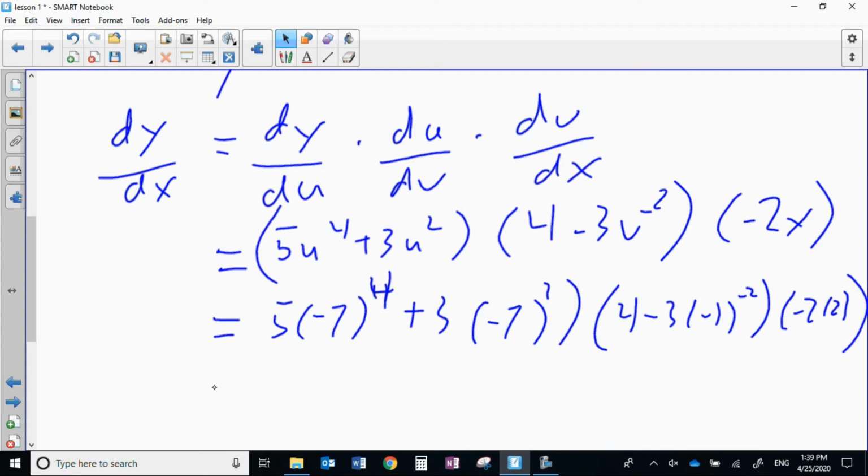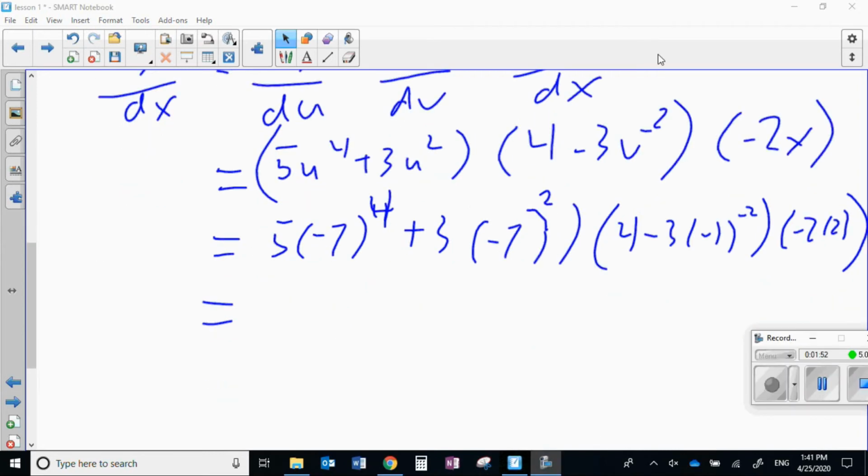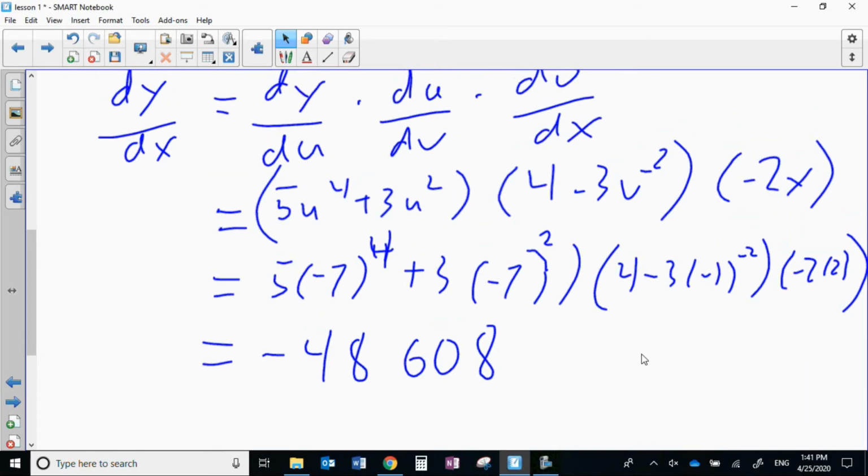So there we go. Just a matter of figuring that out. And you actually get -48,608. Not that it really matters. That part doesn't really matter. It's a big number there.